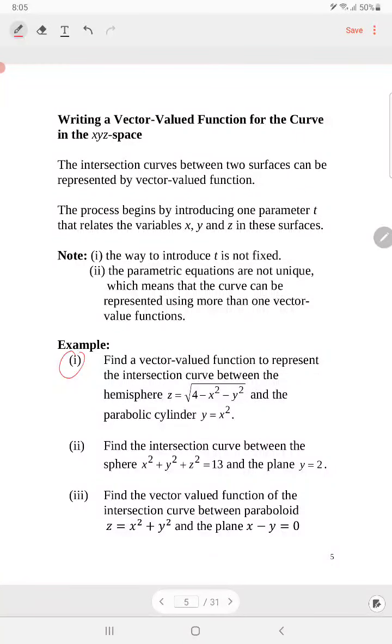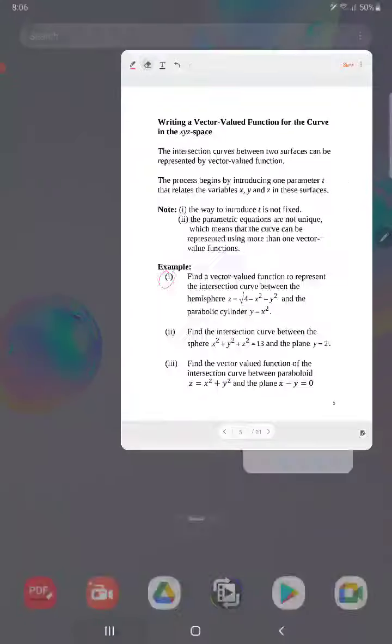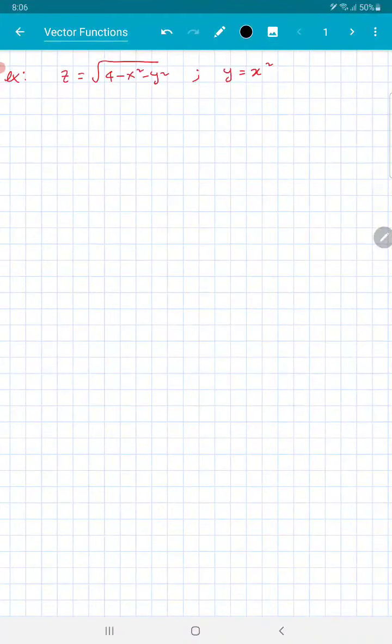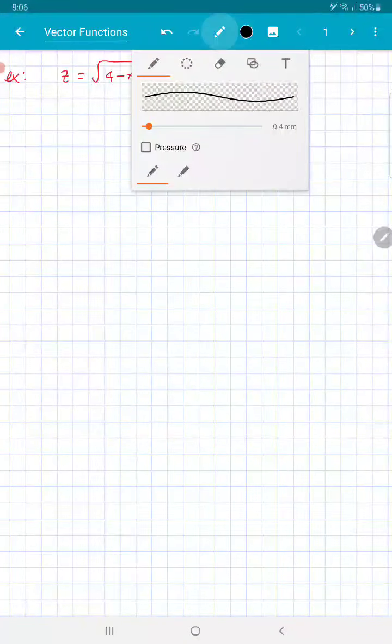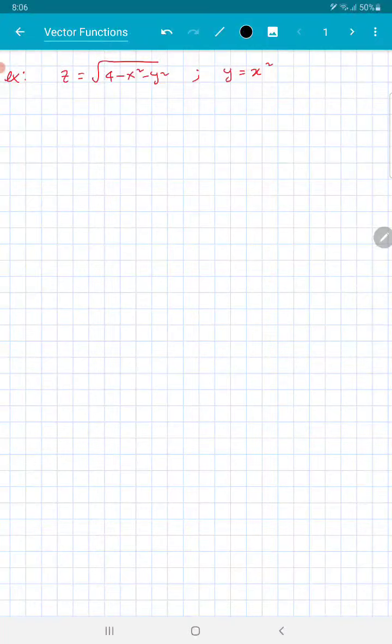Let's continue with example 1. In example 1, we are asked to find a vector valued function to represent the intersection curve between the hemisphere z equals square root of 4 minus x squared minus y squared and the parabolic cylinder y equals x squared. So here we have two surfaces. One is an upper hemisphere and the other one is a parabolic cylinder.